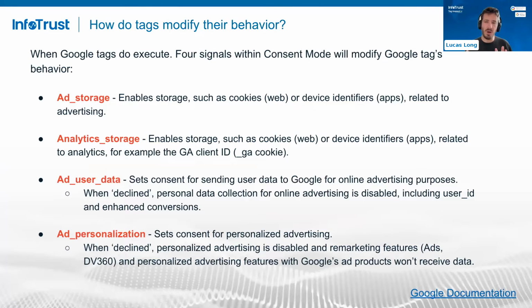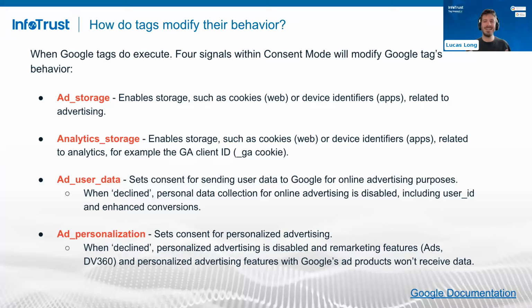So for those 4 primary consent signals that are present, the first one is ad storage. Both ad storage and analytics storage relate to how the Google tags will behave in relation to cookies being set or cookies being accessed. Ad storage controls and enables storage such as cookies or device identifiers related to advertising. So if ad storage is granted, then our Google tags will set and access cookies related to advertising. If it's denied, they won't.